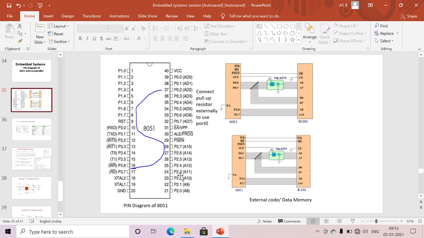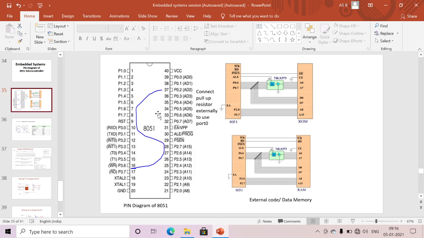Next is the last port, port 2. Initially we can use it for input and output applications. For example, if I am connecting any external memory, I can use it for addressing A0 to A15. Here we have 16-bit addressing and 8-bit data. Mainly our 8051 controller has 16-bit addressing and 8-bit data. That means externally we can access up to 64 kilobytes. 2 power 16 means 64 kilobytes of memory we can access, either ROM or RAM.